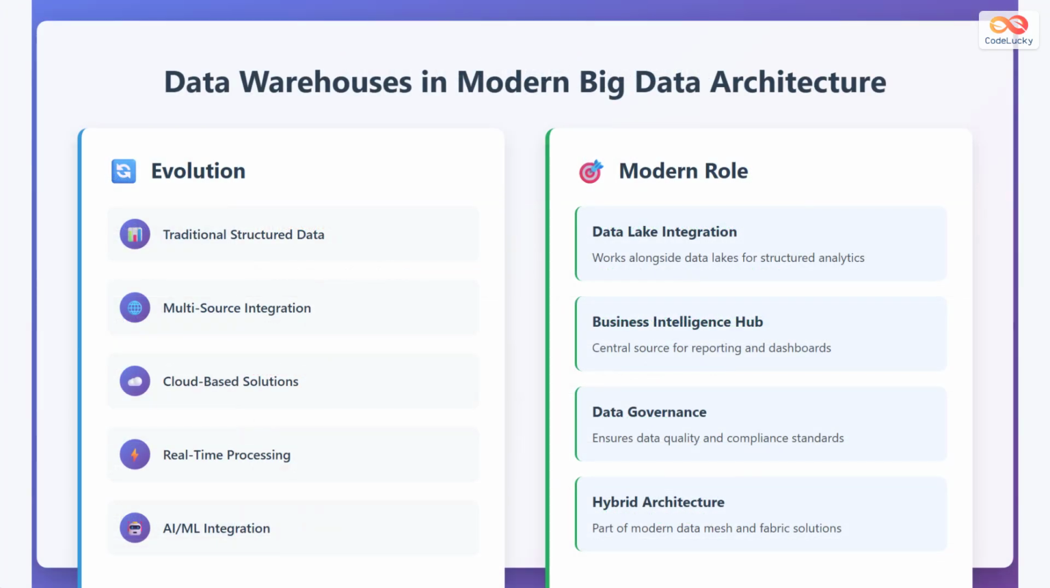Data warehouses have evolved significantly and play a crucial role in modern big data architecture. Originally, they handled traditional structured data. Over time, they have adapted to multi-source integration, cloud-based solutions, real-time processing, and the integration of artificial intelligence and machine learning. In today's landscape, data warehouses integrate with data lakes for structured analytics, serve as a central hub for business intelligence, ensure data governance, and operate within hybrid architectures as part of modern data mesh and fabric solutions.